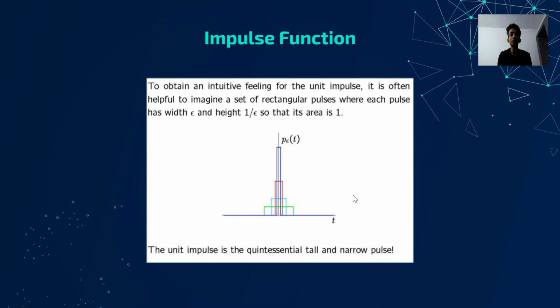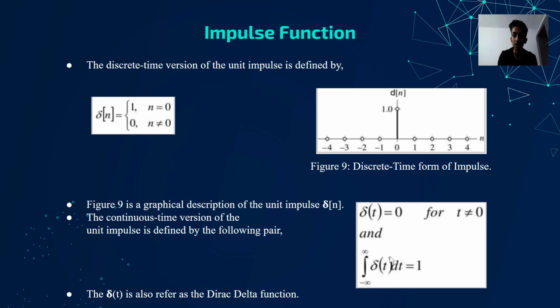Moving ahead, in order to understand the impulse function a little better, we can imagine a rectangular pulse, where each pulse has a width of epsilon and a height of 1 over epsilon. So we can say that the area is 1. Why did we take this width epsilon and height 1 by epsilon? Why do we want the area to be 1? This is because we defined the impulse function as such. We want that when we integrate this function from minus infinity to infinity with respect to time, it becomes 1.